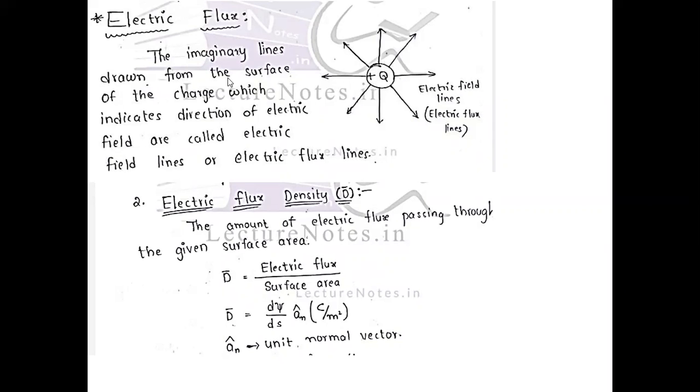The electric flux density is defined as the electric flux, or the electric lines of force, passing through a unit area. So its unit will be coulomb per meter square, and it is a vector quantity, and it is always directed in the direction of the electric field.